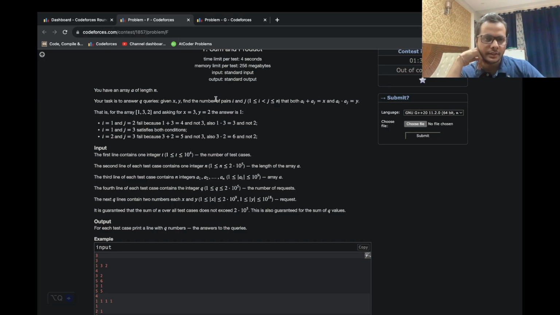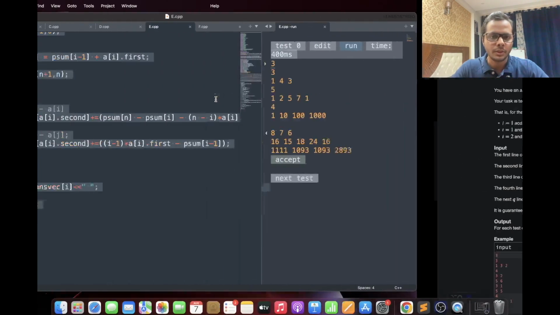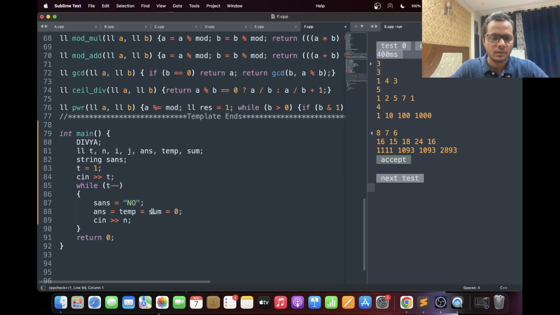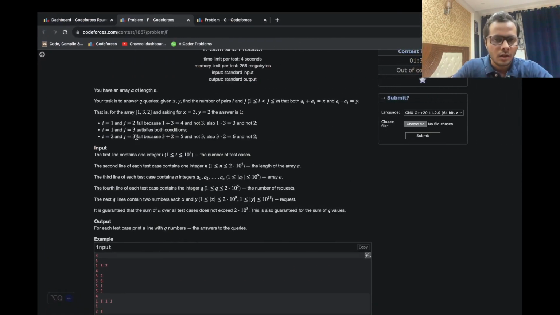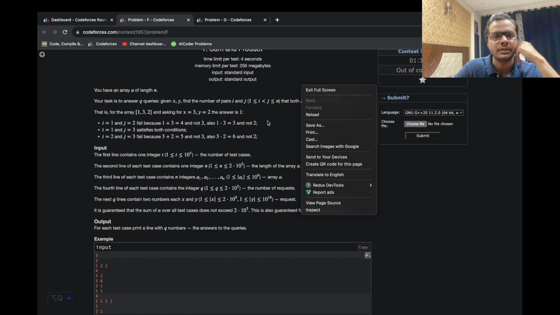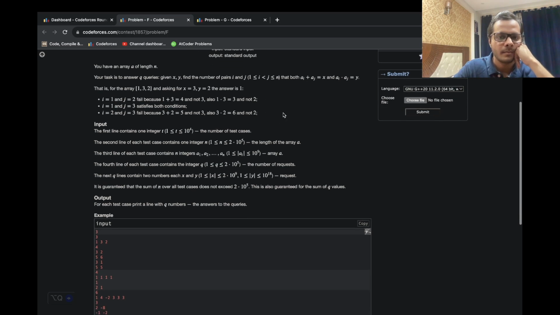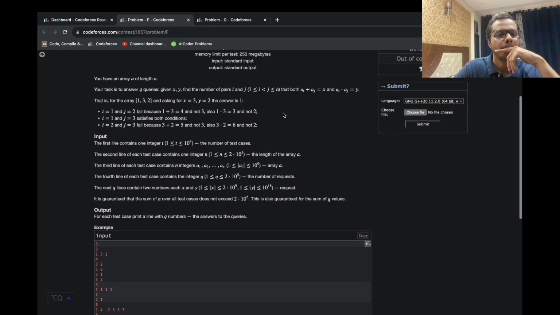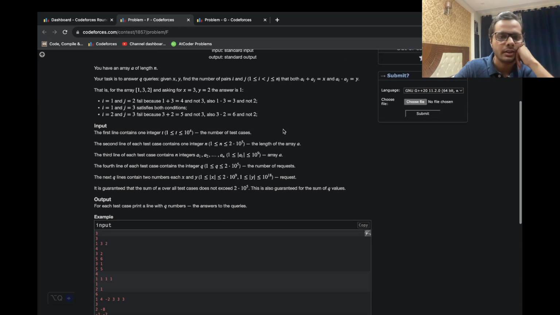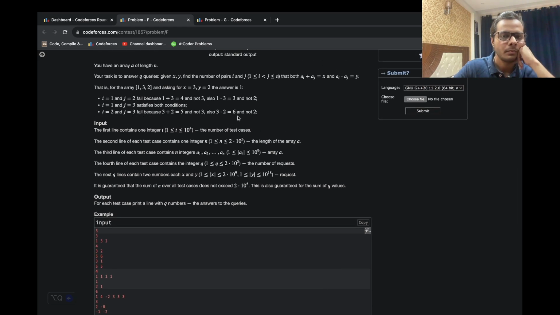You have an array A of length n. Your task is to answer Q queries. Given x and y, find the number of pairs i and j such that i is less than j, that both ai plus aj equals x and ai times aj equals y. Wow, that's nice. Sounds like an interesting problem. So i should be strictly less than j.